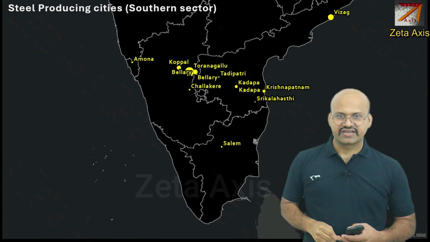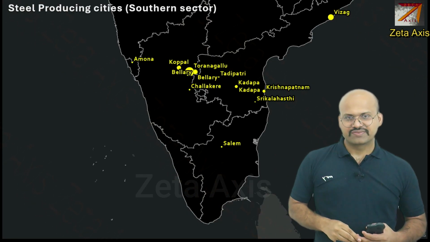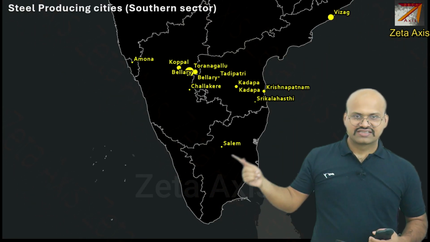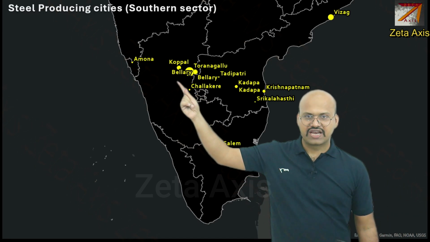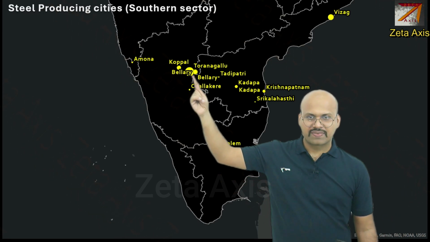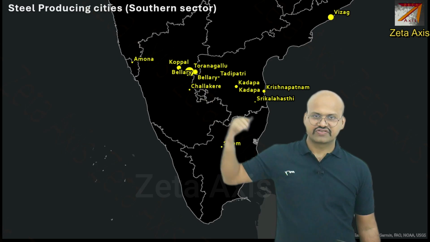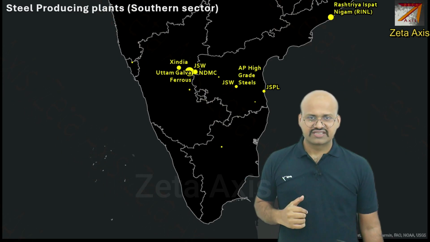Here in southern India, we can see the cities where iron and steel producing regions are located. We have Vizag, Salem. Then here we have Bellary. Bellary has two or more plants, and these are the other regions which are smaller producers of steel. These are the names of the companies which produce steel in this region.